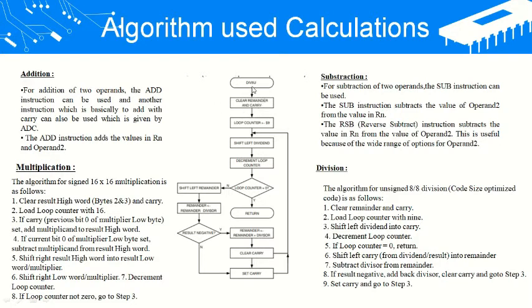First we have to use the divide file, where we clear the remainder and carry, and come to the loop counter with 9, and shift left divide into carry, decrement loop counter, and if loop counter equals 0 then return, otherwise shift left carry from divide result into divide.